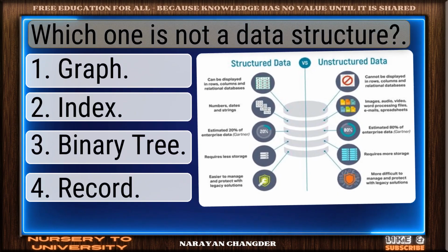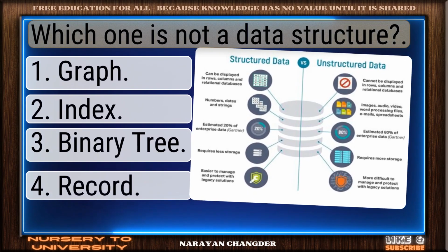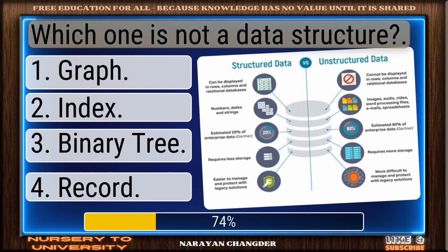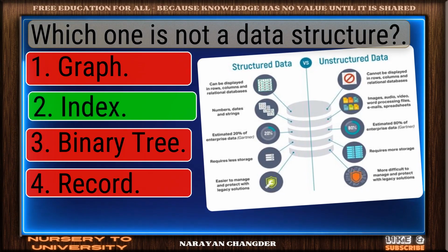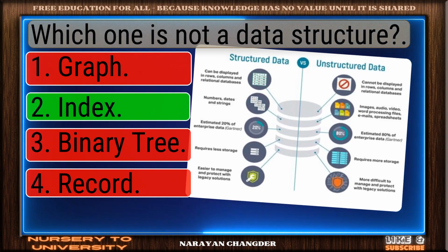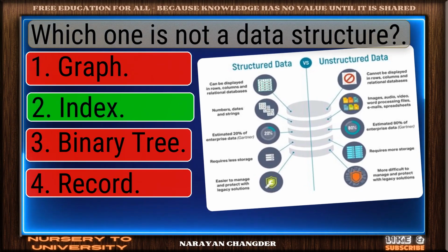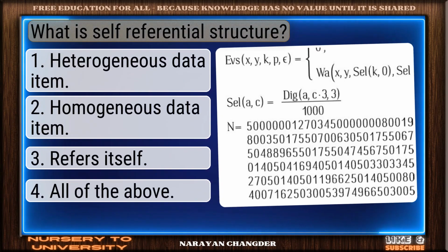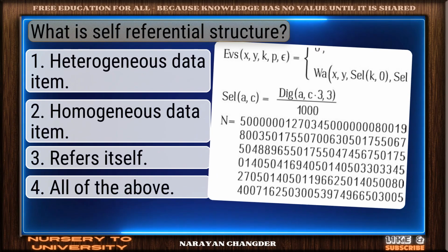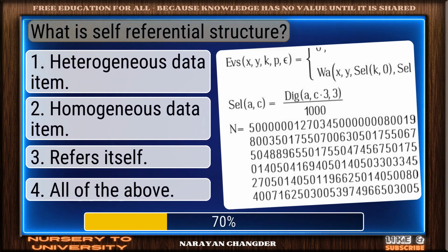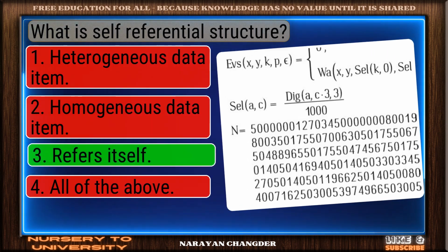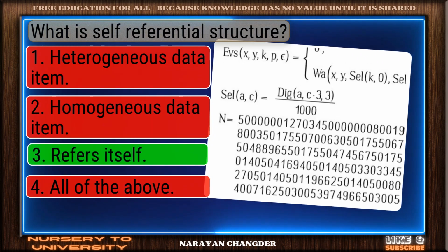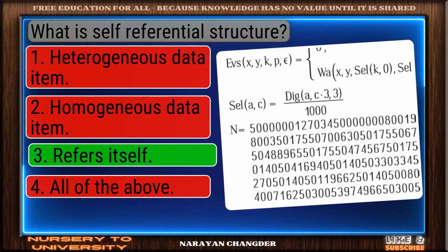Question number 11. Which one is not a data structure? Correct response. Index is the most accurate answer. Question number 12. What is self-referential structure? Exactly. Refers itself makes sense, and it is right choice.